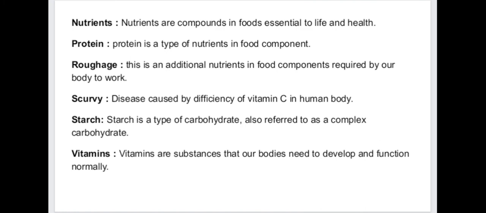And starch, what is starch? Starch is a type of carbohydrate also referred to as a complex carbohydrate. And at the last is vitamins. Vitamins are substances that our bodies need to develop and function normally. That means vitamin A, vitamin B, vitamin C, vitamin D, etc.